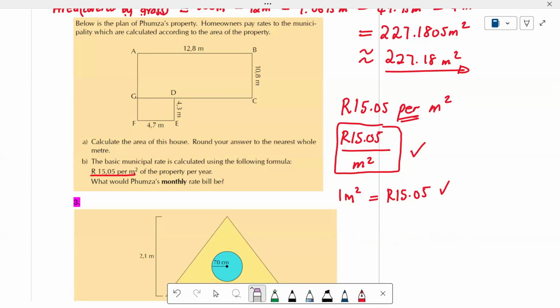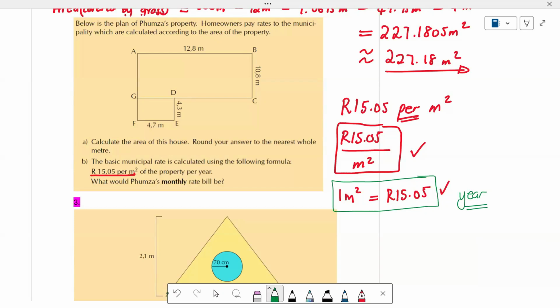Yes, it does mean 15.05 per meter squared, but you can also further write it as 1 meter squared is equal to 15.05. That just makes it easy for you to answer whatever questions will be given to you. And this rate here, what's the payment period? It's for the year. So don't forget that. For every 1 meter squared, she'll be paying 15 rand 05 per year.